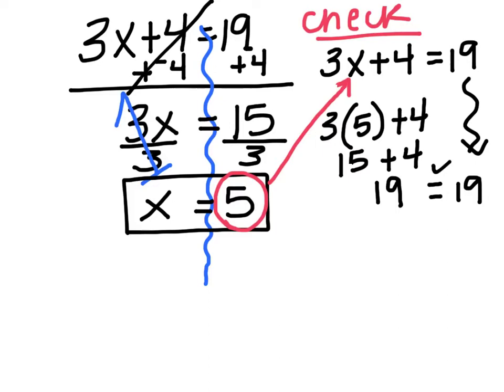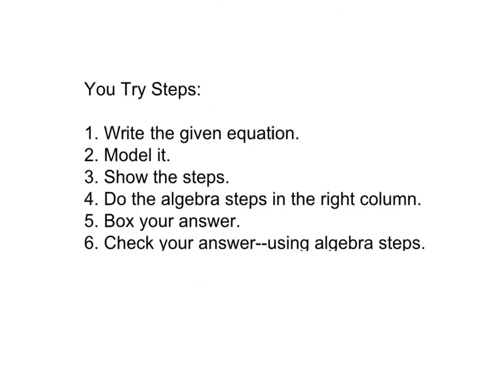We've checked our work. So it's your turn. I'm going to give you a few problems. You're going to write the equation on your paper. You're going to model it with either algebra tiles or the little shapes with the dice, however you want to model it in a picture format, and show the steps of how you get the right answer. And then on the right side of your paper, you are going to do the algebra. You're going to box your answer. You're going to check your answer just the way that we did. So let's take a look at the problems.